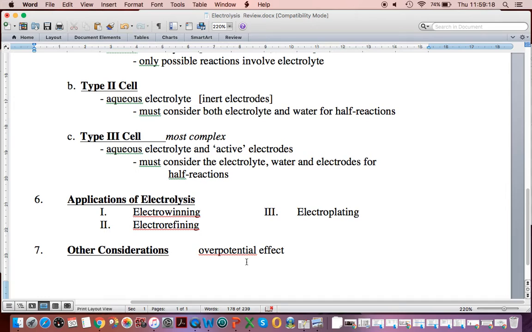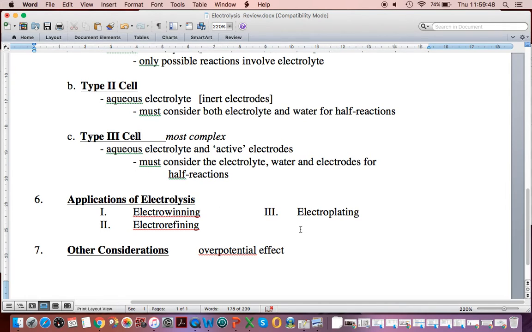Number 6, we talked about 3 applications of electrolysis. Electrowinning, so that's a way of purifying a metal by pulling its ions from a solution. We have electro refining, and that's a way of taking a solid material that contains a mixture of metals, and we first oxidize it to put ions into solution, and then we reduce it to pull out only the metal ion that we want at the cathode.